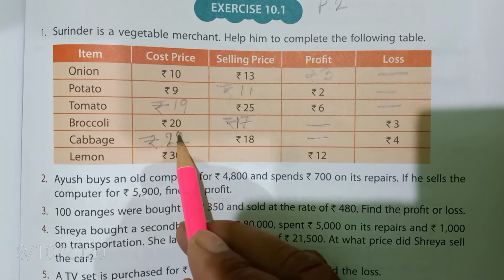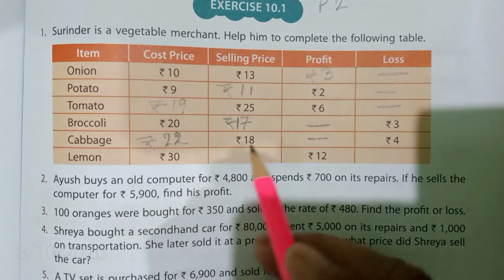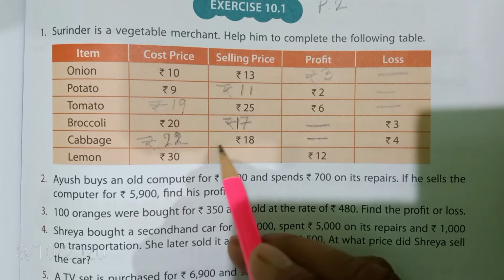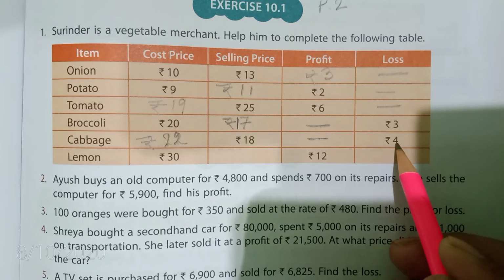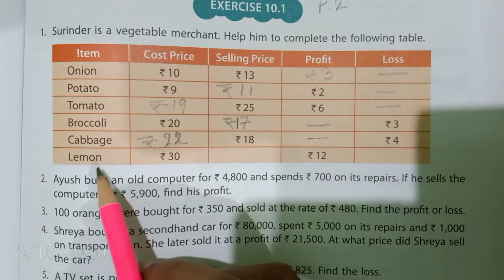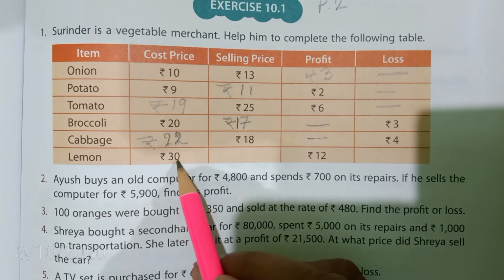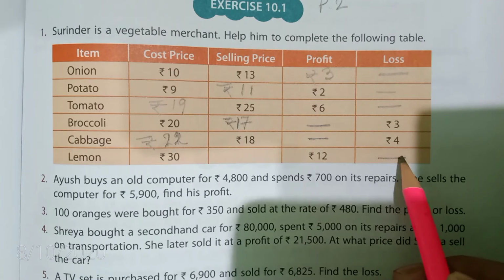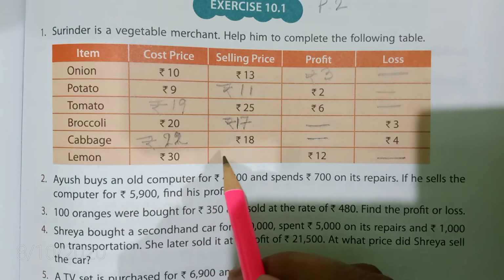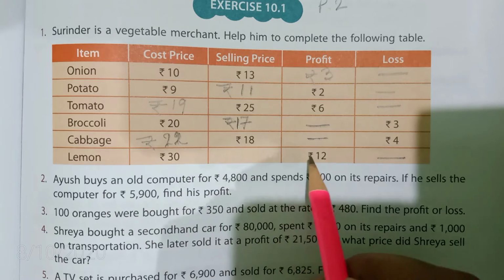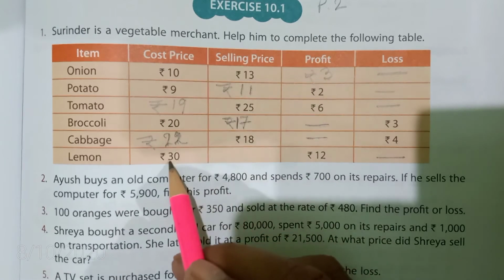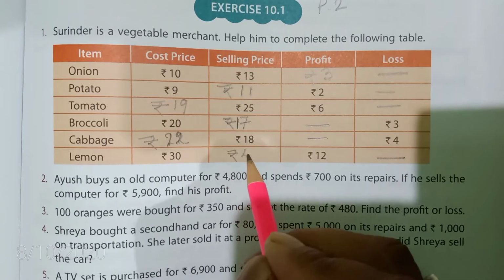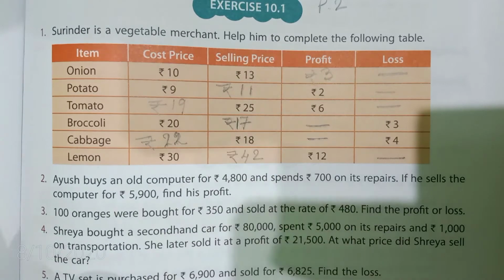Now you can understand, cost price is ₹22, selling price is ₹18, meaning selling price is less than cost price. Then there is loss of ₹4. Now for lemon, CP equal to ₹30, profit equal to ₹12. Then SP equal to CP plus profit. So ₹30 plus ₹12 equal to ₹42.